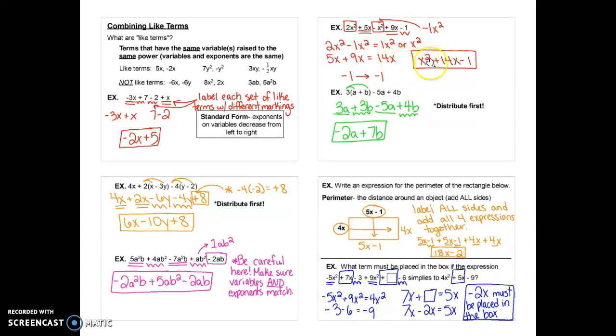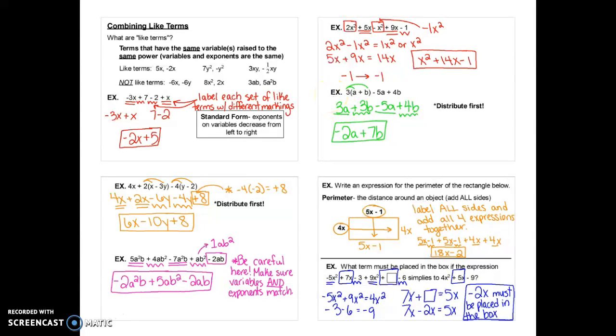Okay. So our final answer, we have x squared plus 14x, and then that -1 that was in our original expression has to get carried to your answer. So our final answer then is x squared plus 14x minus 1. Okay, the next example is going to be a little bit different at first.